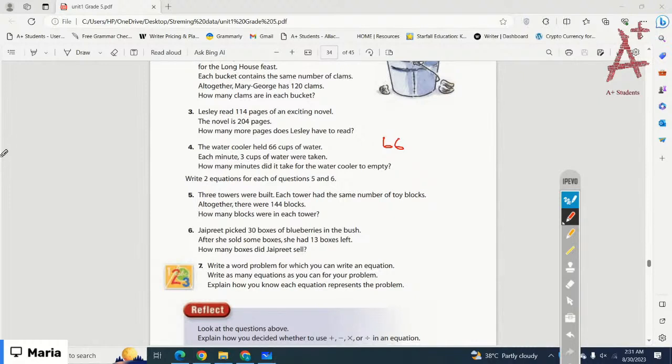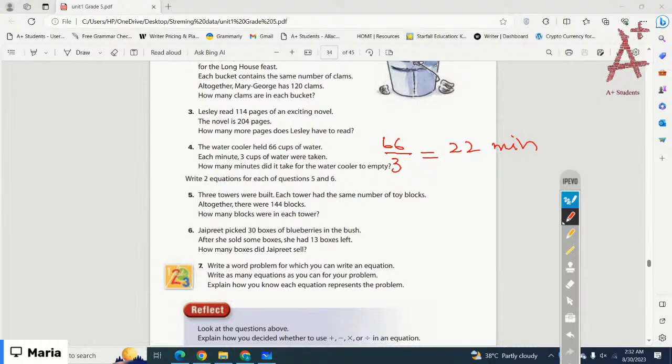The water cooler held 66 cups of water. Each minute, 3 cups of water were taken. How many minutes did it take the water cooler to empty? Right? It would be 66 divided by 3, right? Because after every 1 minute, it is drained by 3. So that means after 22 minutes, the cooler is empty, right?